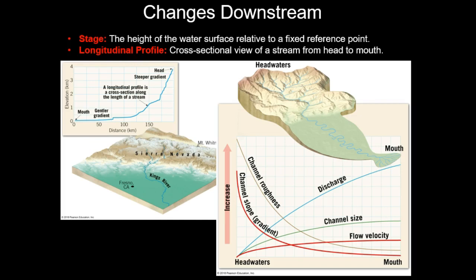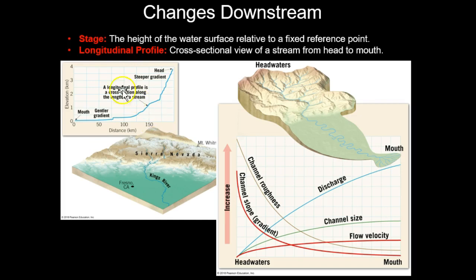Another way to examine the changing stream as it gets further down is called the longitudinal profile of a channel. So this is going to be basically a cross-sectional view of a stream from its source or its head to the mouth, or the point where the stream meets another larger stream or an open body of water.